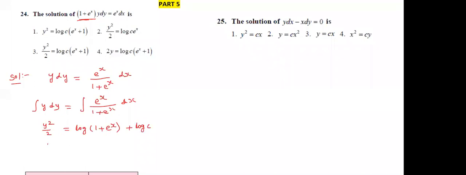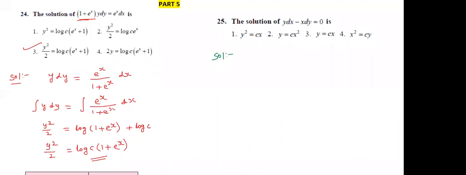So y square by 2 equals log c plus log of 1 plus e power x. Log a plus log b, we can write as log ab, that is c into 1 plus e power x. So finally we got the answer. Which option is correct, students? The third option is correct.